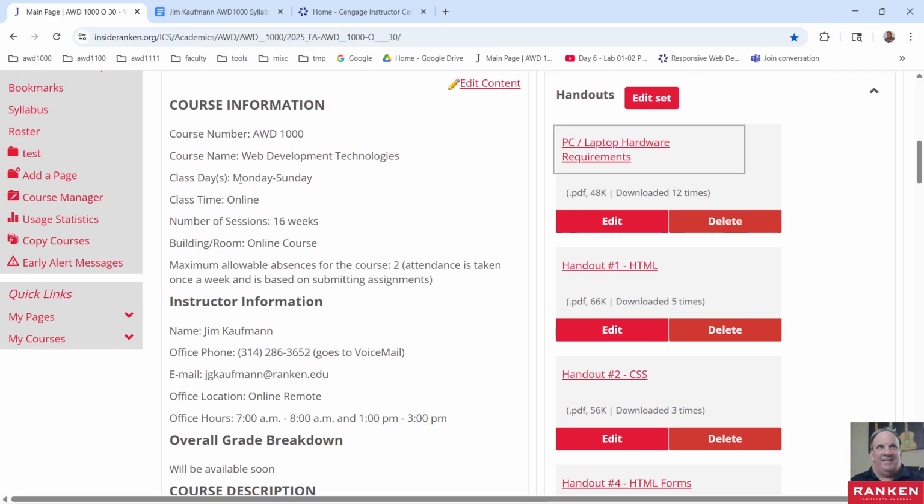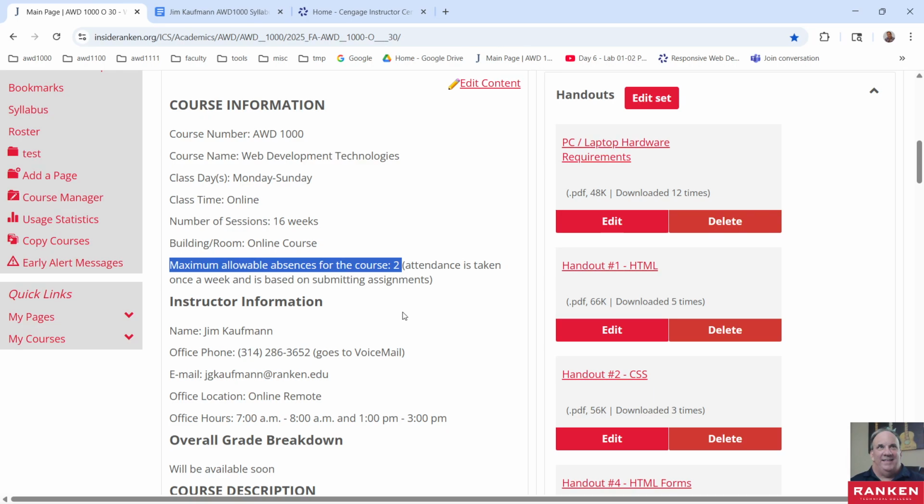So this is a 16-week course. This is completely online. Maximum allowable absences: attendance is taken once a week, and it's based on you submitting assignments. So for this week, if you were in an in-person class, they've already taken attendance. Their classes start at 8:05 every morning, and at 8:05 they take attendance every day, right? So they can miss multiple days. But for us, everything's by the week.